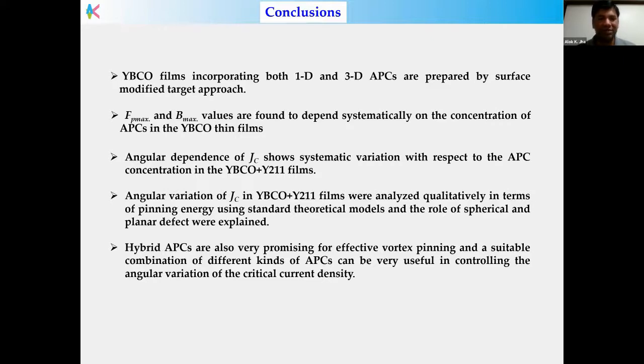So hybrid APCs are very promising for effective vortex pinning. And if we can make a suitable combination of different kinds of APCs, it can be very useful in controlling the angular anisotropy of JC.